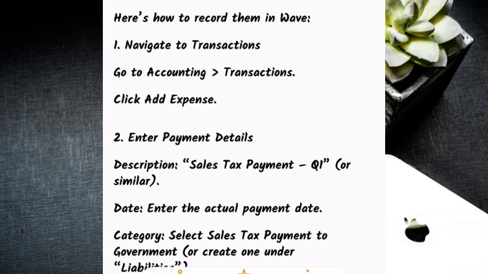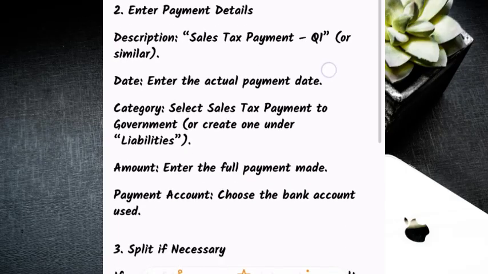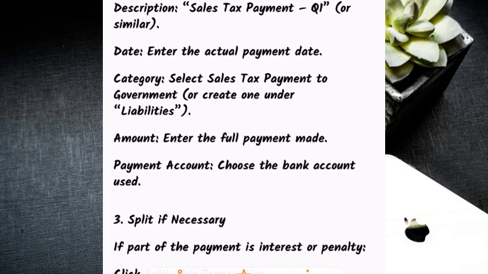First thing you want to do is to navigate to transactions. Just go to accounting and then you'll see transactions under accounting and click add expense. Next, enter payment details. The description: sales tax, quarter one, or anything similar, just add the description. And then you're going to edit the date, enter the actual payment date.